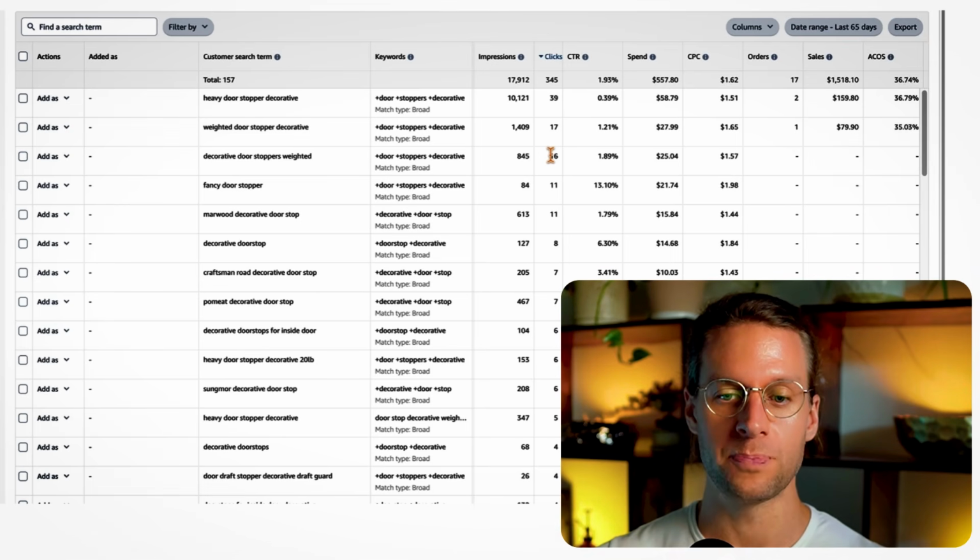Like you can see here, we have a term that's spent cash here, but it hasn't made any sales. But we know by looking at the term that it's actually relevant for our product, very relevant for our product. So we're not going to negate that yet because we don't want to negate really highly relevant terms. So how do you know how many clicks you should get to get a sale? Well, you just calculate it based on your conversion rate.